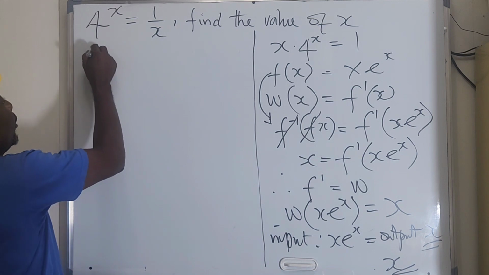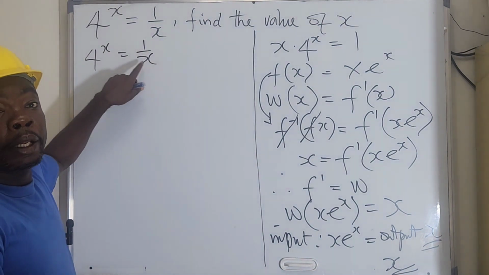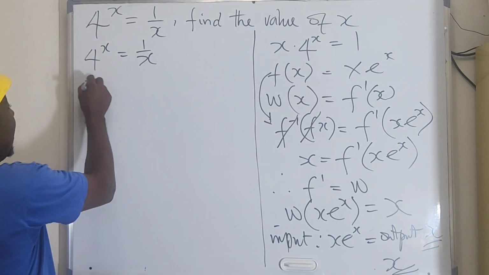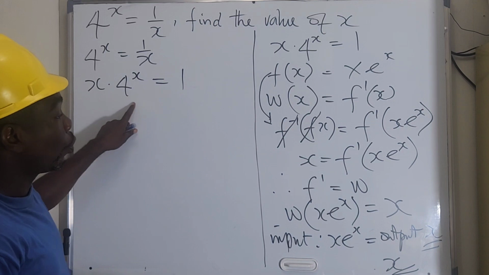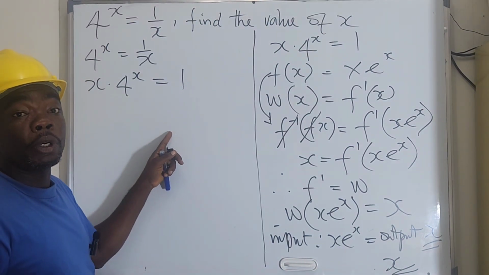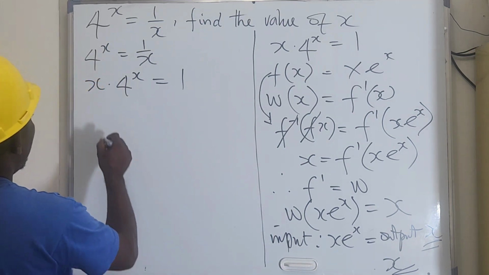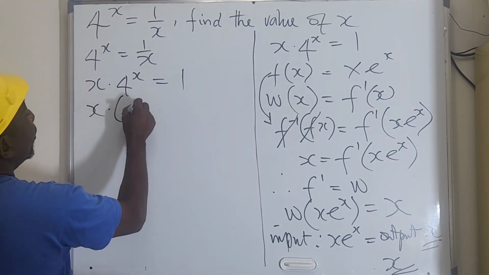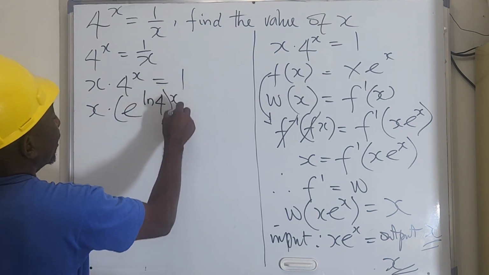So as we were given 4 raised to the power of x equals 1 over x, when we multiply both sides by x, we had x times 4 raised to the power of x equals 1. So this is where we are now. What we are going to do now is introduce a log into this exponential equation. So we are going to have x times e to the power of ln 4 raised to the power of x equals 1.